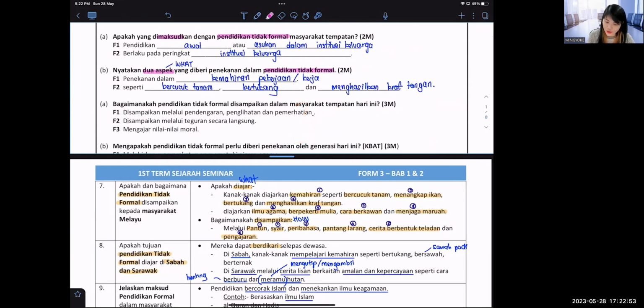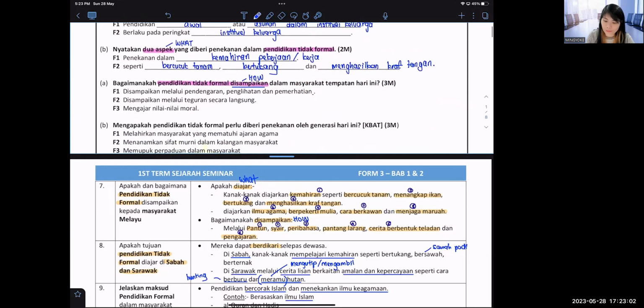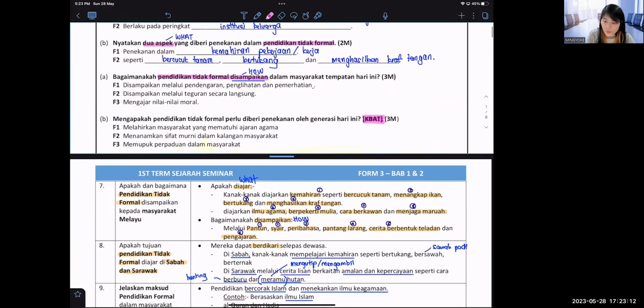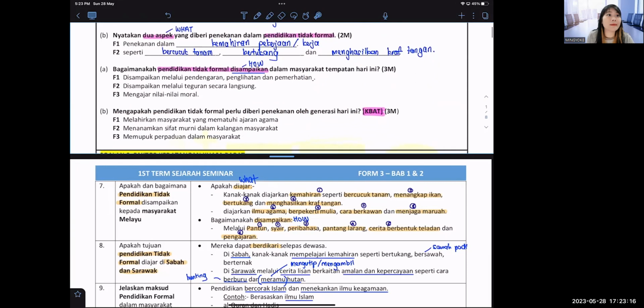So what is this talking about? Pendidikan tidak formal disampaikan. You see the keyword disampaikan. Disampaikan means how. Therefore, then pendidikan tidak formal. This is K-bar. Can you see here? This is K-bar. Why do we need to focus more on pendidikan tidak formal to today's generation? So that they will obey the religion, cultivate the sikap nuni, cultivate unity. All right, all the nilai lah.